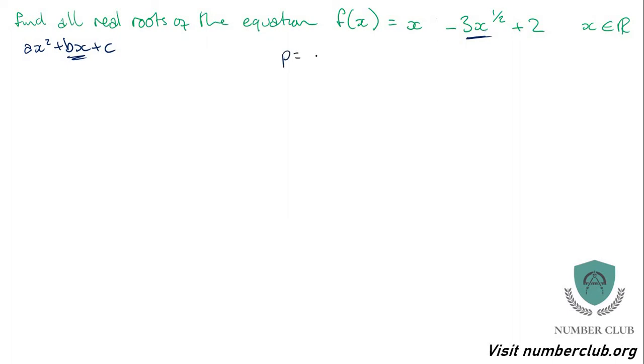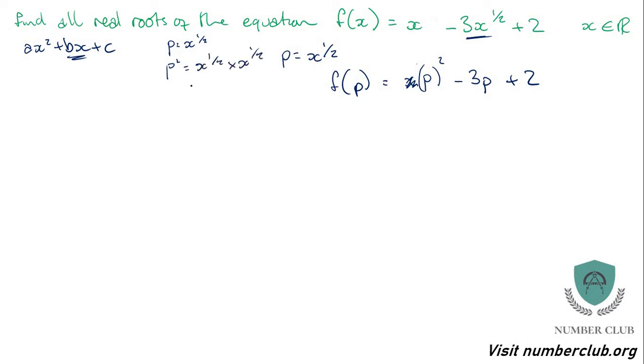I'm going to say that p is going to equal x to the power of a half, which means that f of p will equal, well, we've got negative 3p plus 2, we've got that bit. If p equals x to the half, then this will be p squared. Think about it. If p equals x to the power of a half, p squared will be x to the power of a half multiplied by x to the power of a half, which is x. So it really helps us to look at the central part, this middle bit, because it's not immediately obvious what p could have been.